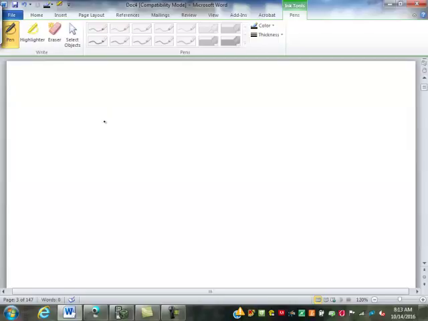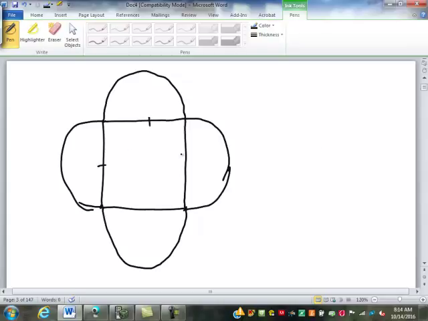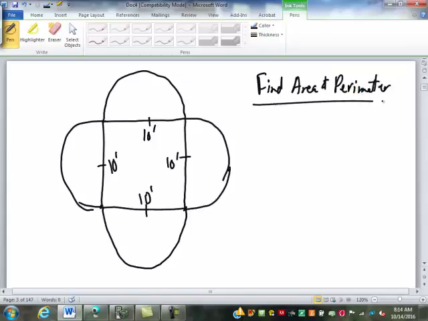Okay, so I've got a fun one for you here. That's a square. Those are half circles. Each side of the square here is 10 feet. In your notes, find area and perimeter. This one's not as bad as it looks.